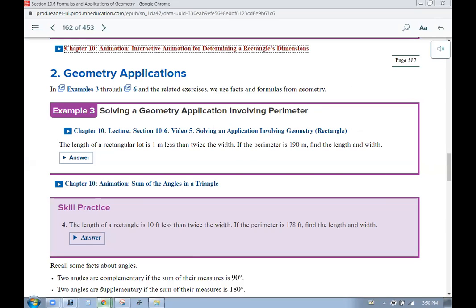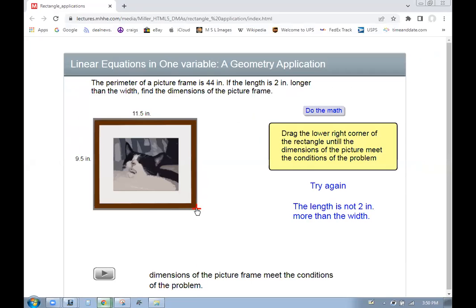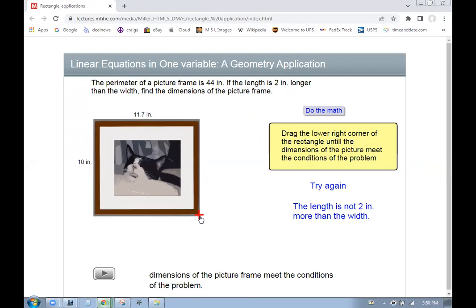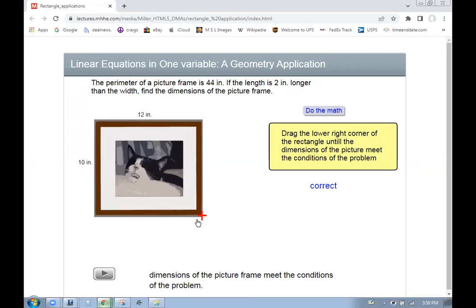There we go. So 10 by 12. All right, that was fun.